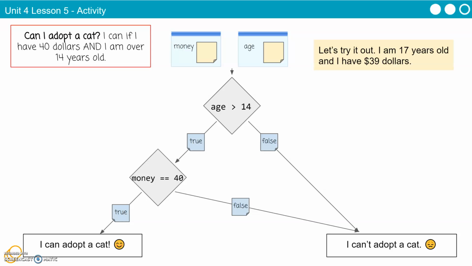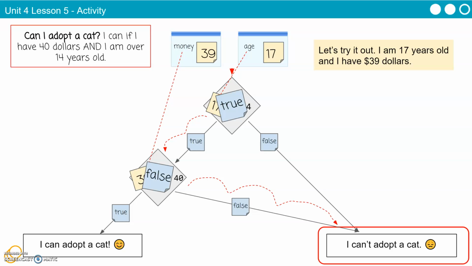So let's try a scenario. Let's say you're 17 years old and you have $39. If I put those into my bags on my sticky notes, I can come down through here and say, oh, let's replace age with 17. Is 17 greater than 14? That evaluates to true. Then I go down here and try the next conditional that says, my money has to be 40. So I replace that with 39. 39 is not equal to 40. So that evaluates to false.